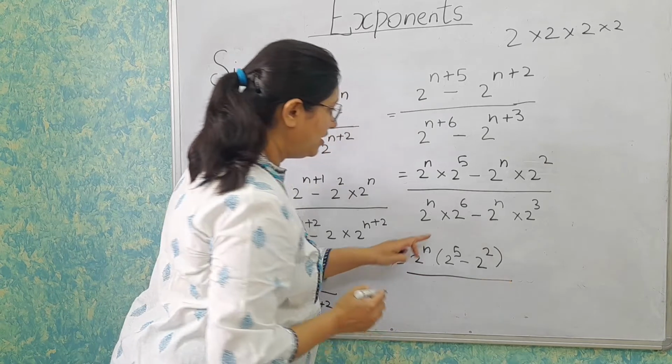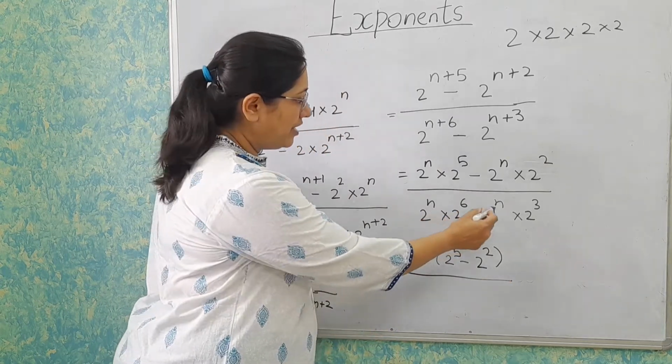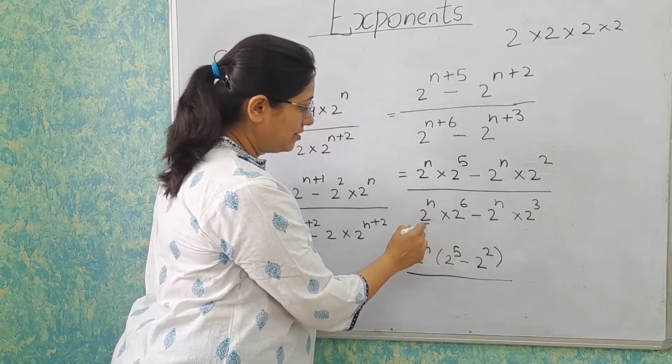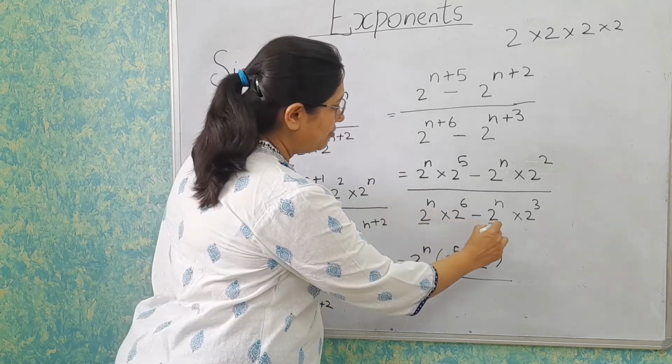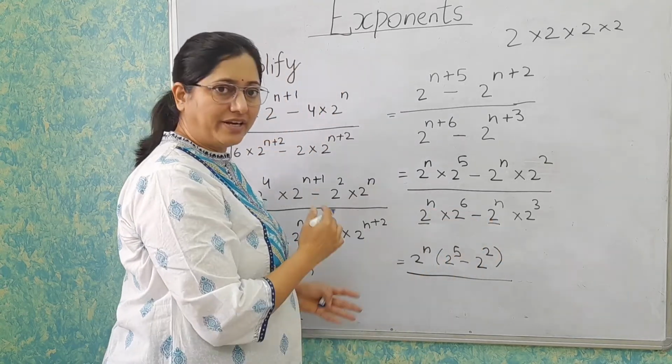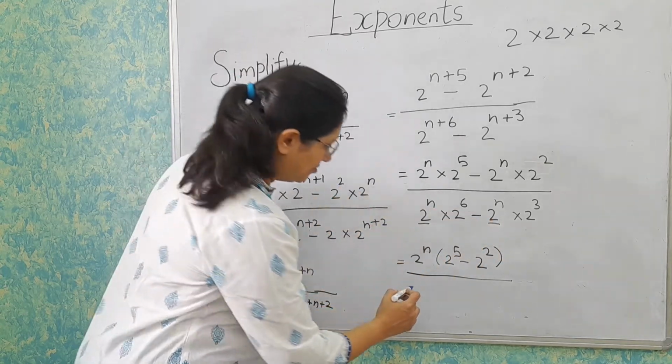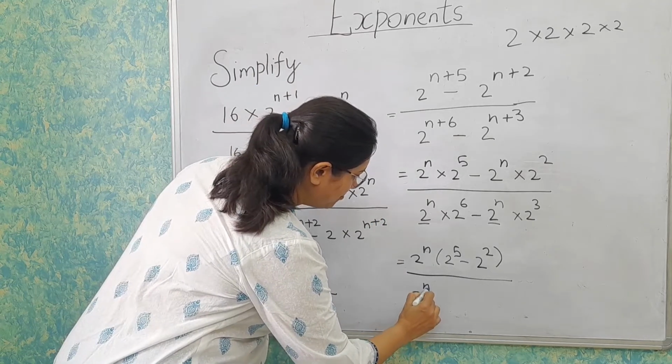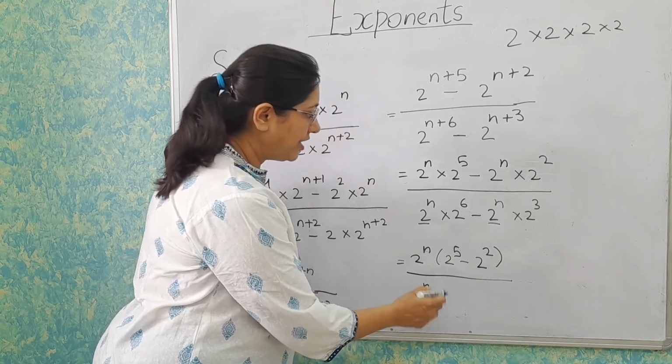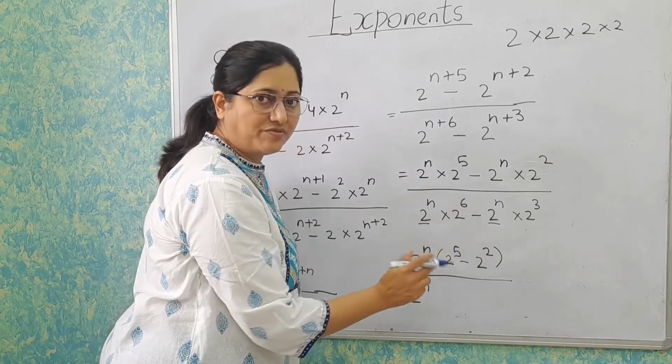Again divided by, again 2^n is common. 2^n and again 2^n. So again I will take it out as a common factor. So again I will write 2^n and again in bracket 2^6 will remain.